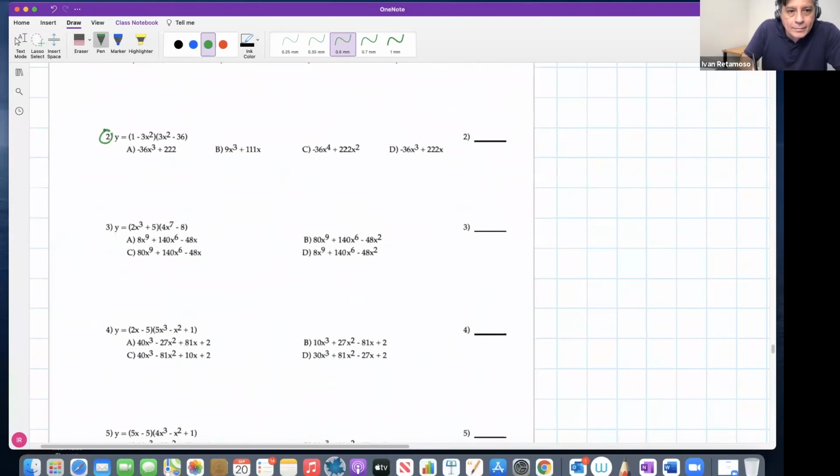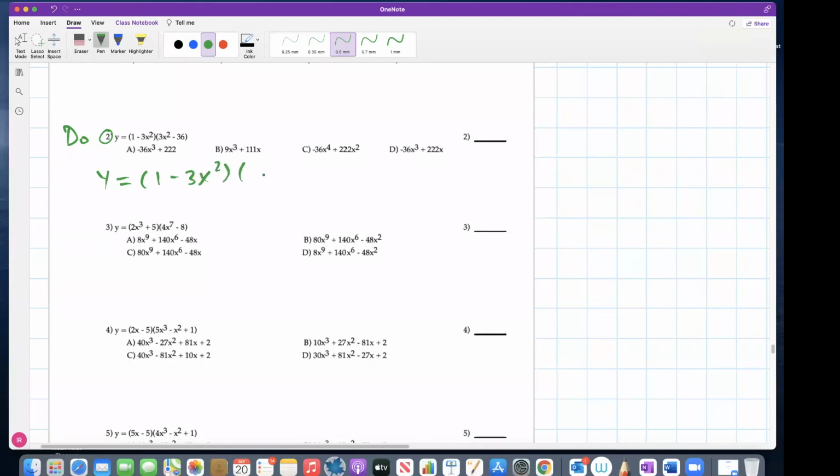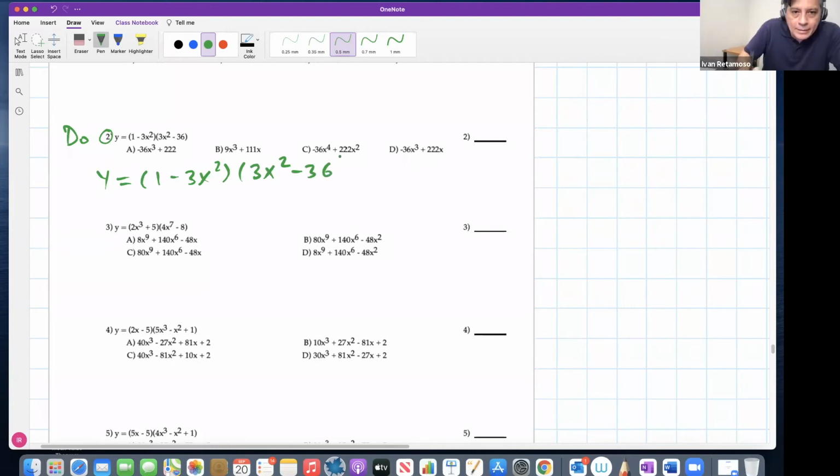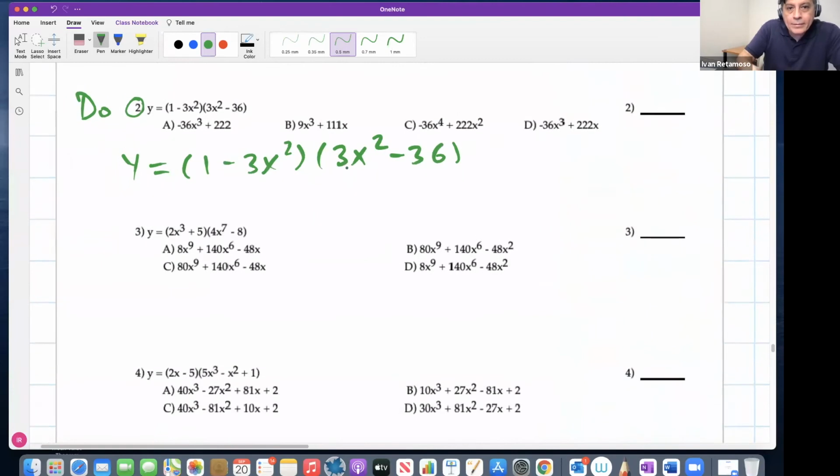Yeah, let's start with numbers. y equals 1 minus 3x squared. Go ahead. Can you make it a little bigger, Professor? Sure. Bigger. This is okay. Now you see it.